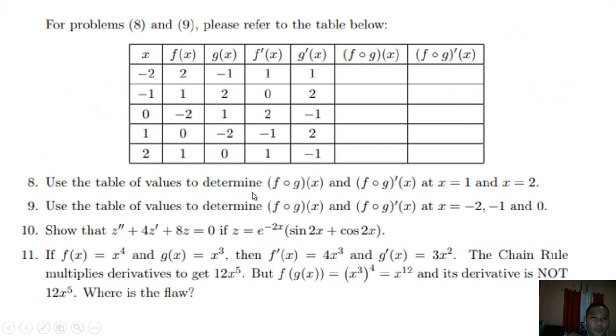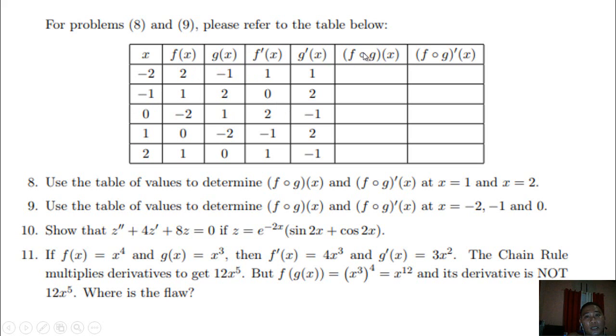Okay, use the table of values to determine the f circle g of x. So, this is x, f of x. And we know that f of x, if x is negative 2, you've got f of x equals 2. If x is equals to 0, you've got f of 0 is negative 2. Okay? Tapos, ang g of negative 2 ay negative 1. Okay? Ang g of 0 ay 1. So, kung meron tayong f prime of negative 2 is 1, and f prime of negative 1 ay 0.